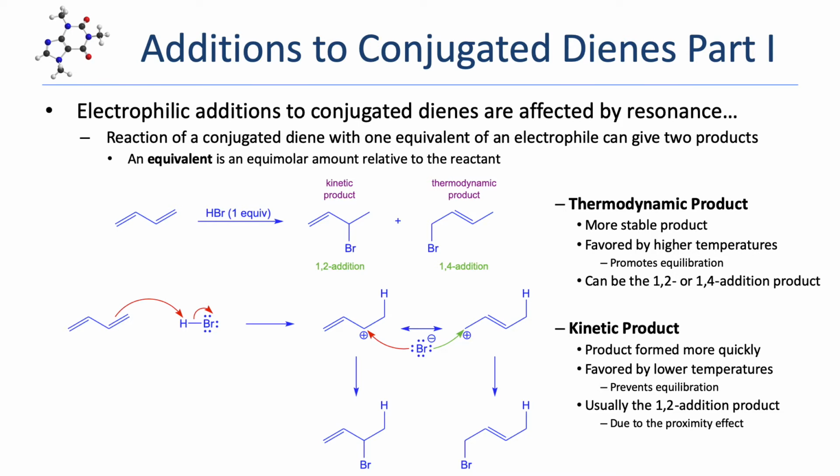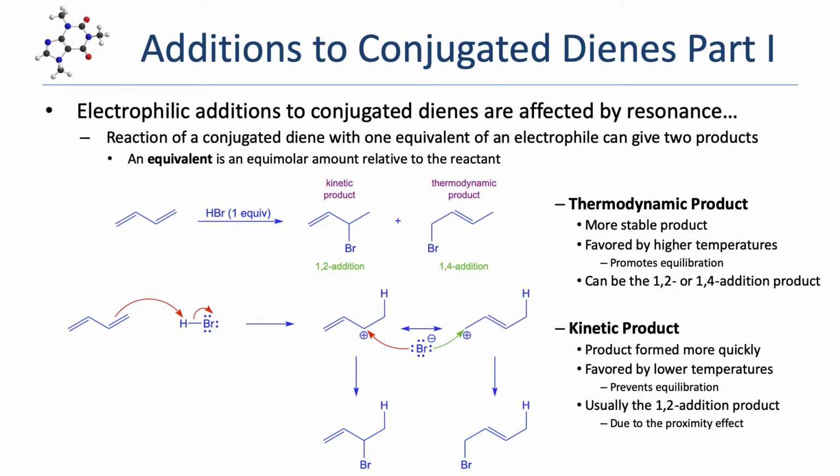The overall reaction here is exergonic, and that means that the products are more stable than the reactants. In order for the reaction to go backwards, more energy is required than in the forward reaction. So a higher temperature will provide that extra energy and allow the reaction to go backwards and forwards, favoring the thermodynamic product. In this specific reaction, the 1,4 addition product happened to be the thermodynamically favored product. But that's not always going to be the case.